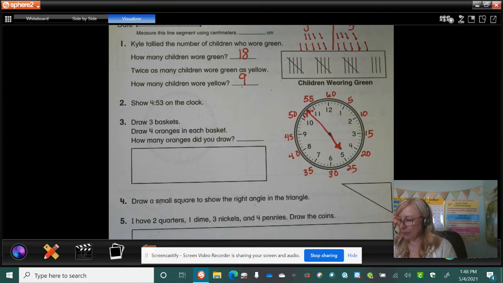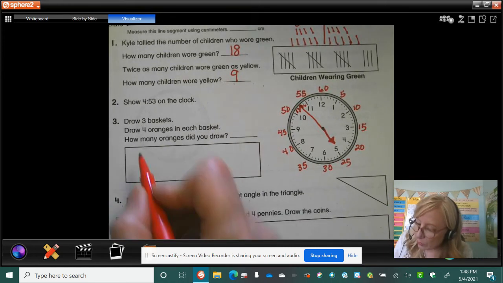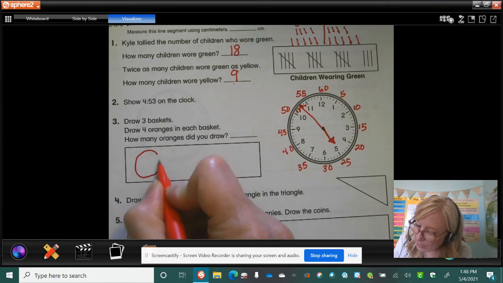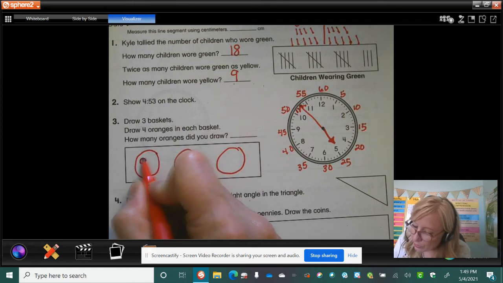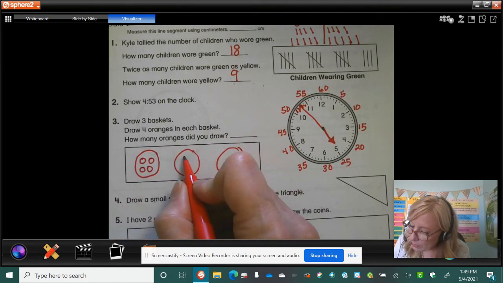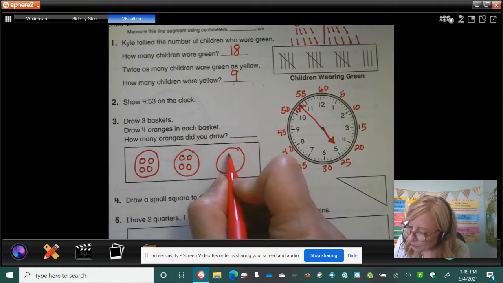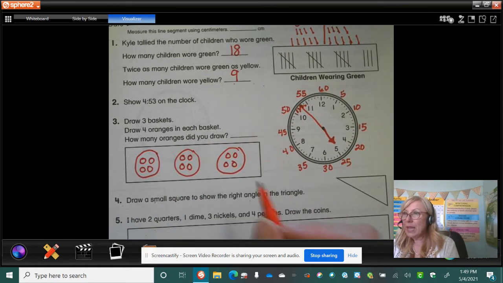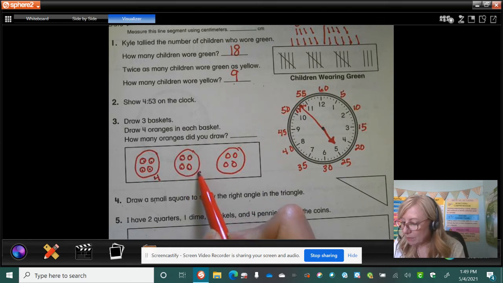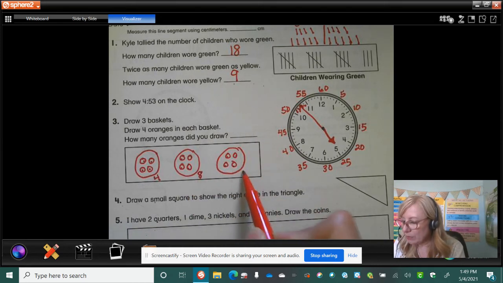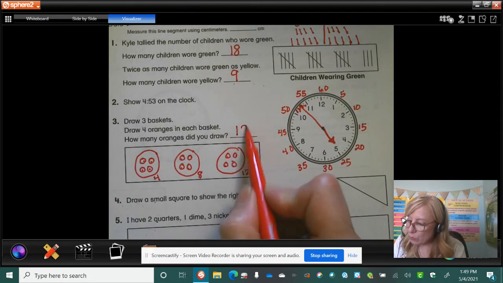Okay, number 3. Draw 3 baskets. Draw 4 oranges in each basket. How many oranges did you draw? All right, I'm going to draw 3 circles for my baskets. And then I'm going to draw 4 little circles in each basket for my oranges. So now I can count. 1, 2, 3, 4, 5, 6, 7, 8, 9, 10, 11, 12. I drew 12 oranges.